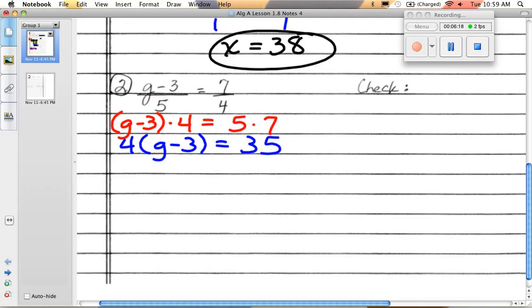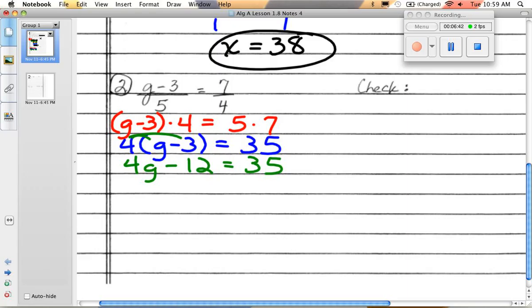Do you agree with me that 5 times 7 is 35? Okay. What's it going to become after I do the distributive property on the left side? 4g minus 12. Okay, 4g minus 12 equals our 35. And now we have our equation to solve. So what are we going to do next?